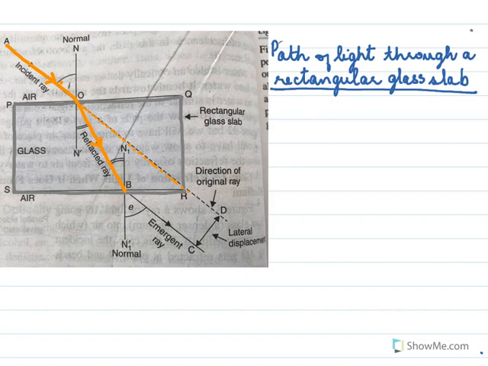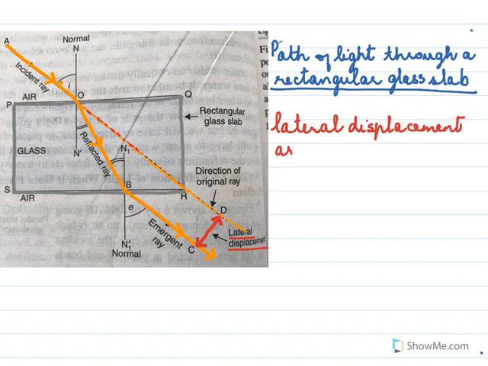Now again at this interface, it now will bend away from the normal because it's entering a rarer medium. So this is the path of light through a rectangular slab. Now if the rectangular slab wasn't there, it would have traveled along this path. So this distance between the original path of light and the emergent ray is called lateral displacement. So lateral displacement is a perpendicular distance between the original path of light, let me mark it in red, this original path of light, and the emergent beam. This distance between them is called lateral displacement.